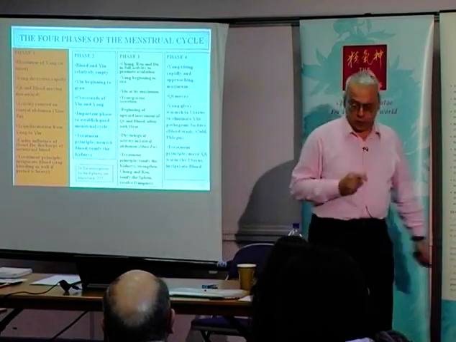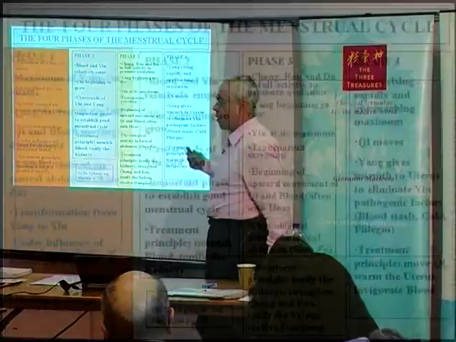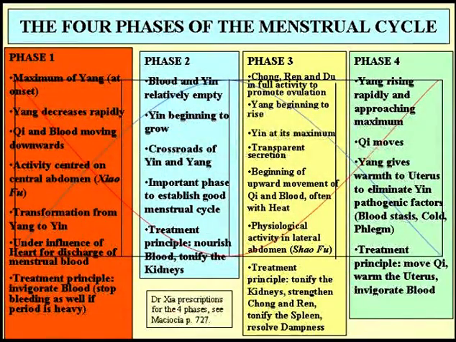Let's not look at the remedies. So phase one is the best time to invigorate blood. So if a woman has blood stasis, it is a good time to treat it during the periods. But, there's an important but, not if the period is heavy. Because if the period is heavy and you invigorate blood, you make it heavier. So it is a good idea to invigorate blood in women during phase one for blood stasis, if the period is normal or scanty.